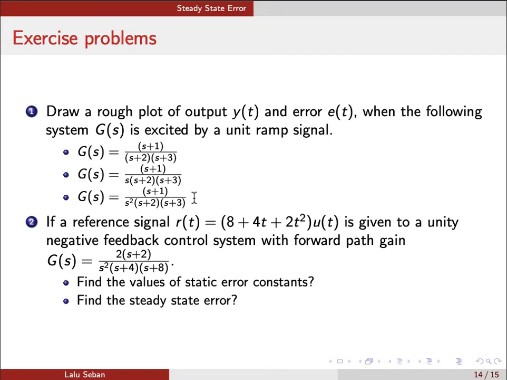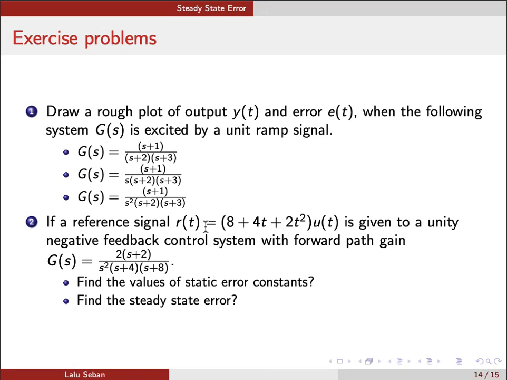Just for you, in the third case the type number is 2. What is the order of the transfer function? Can you answer that? It will definitely be 2 plus 1 plus 1. It is 4. The order is 4 here, and the type number is 2.